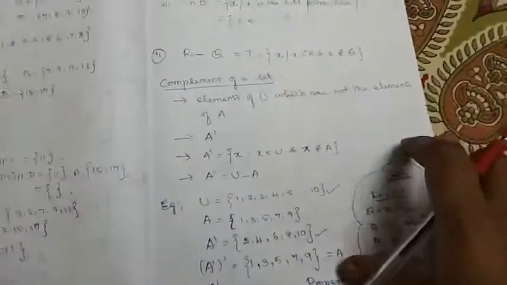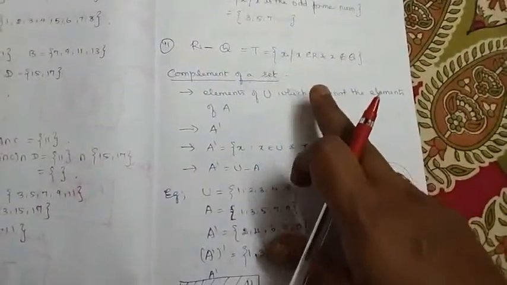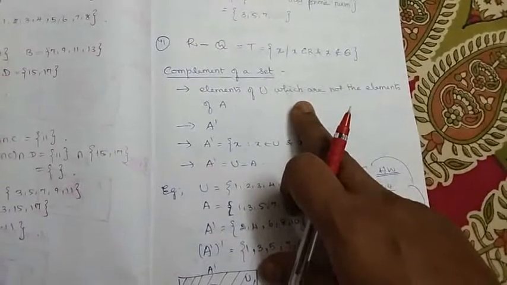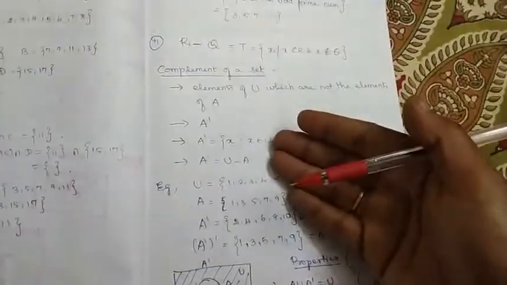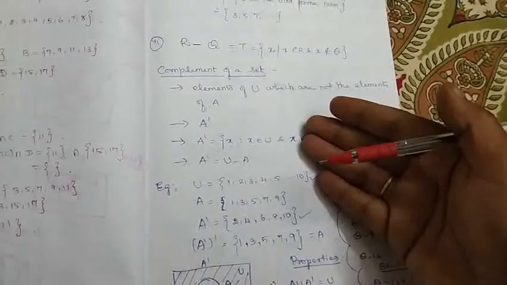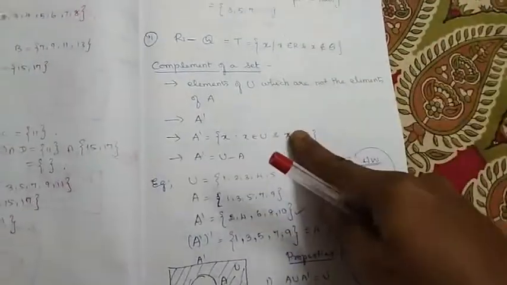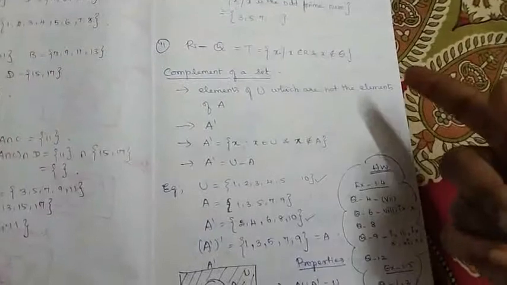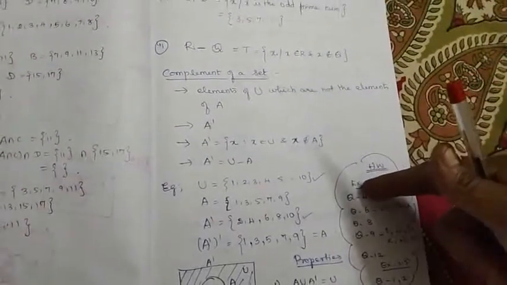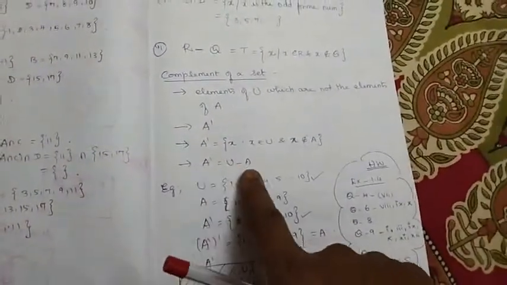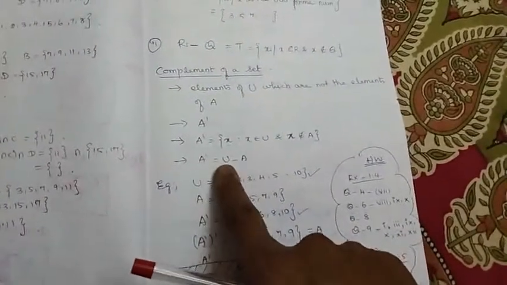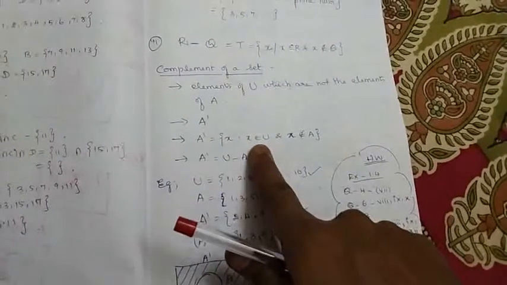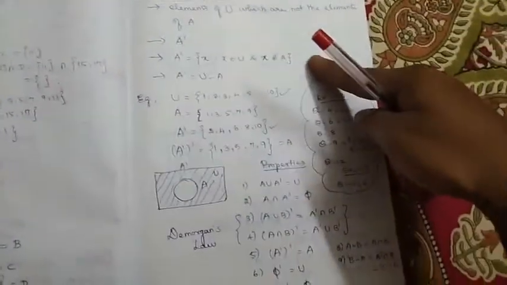Alright. Then we have learned what is meant by the complement of a set. Complement of a set means elements of U which are not the elements of A. Here we will be comparing it with U. This is similar to the difference of sets. Difference of sets will be done between two sets, whereas complement of a set is between the universal set and the set. Right? A dash is nothing but U minus A, writing the remaining elements of the universal set. So the set of all x such that x belongs to U and x does not belong to A.